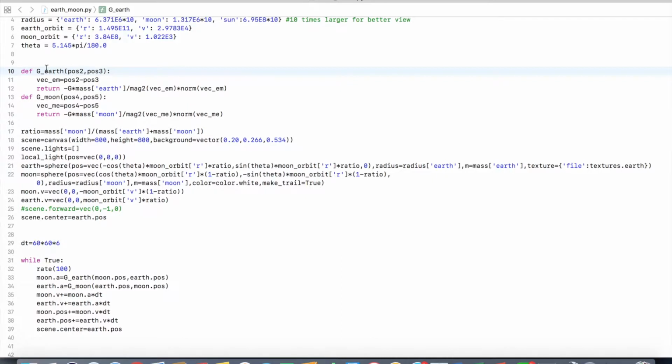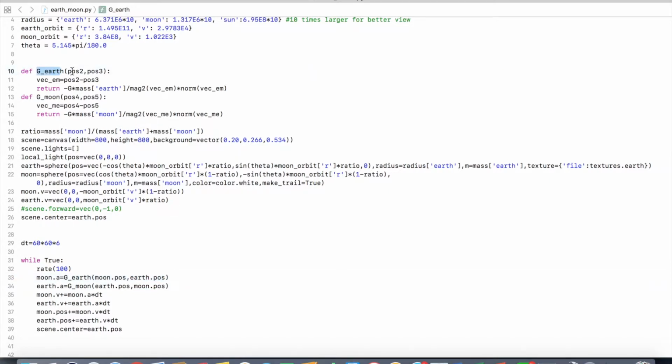To start off, we can define a few functions first. Right here, g-Earth means the acceleration caused by the Earth. When we define a function, we need to give it a name, and we need to give it the values input into the function. So for example, right here, when I want to calculate the gravitational acceleration on the Moon caused by the Earth, I have to feed the function two values, which are the Moon's position and the Earth's position.